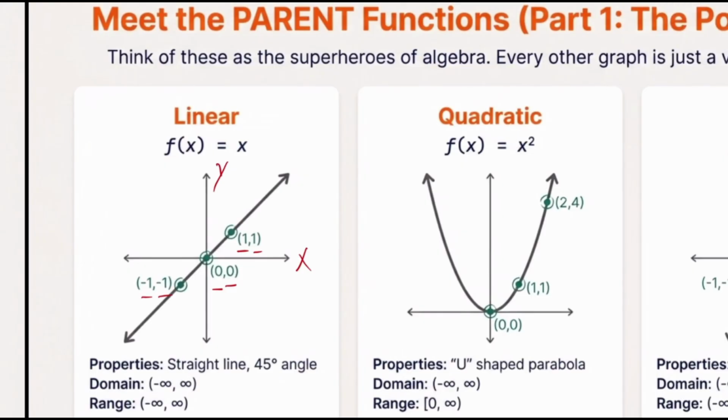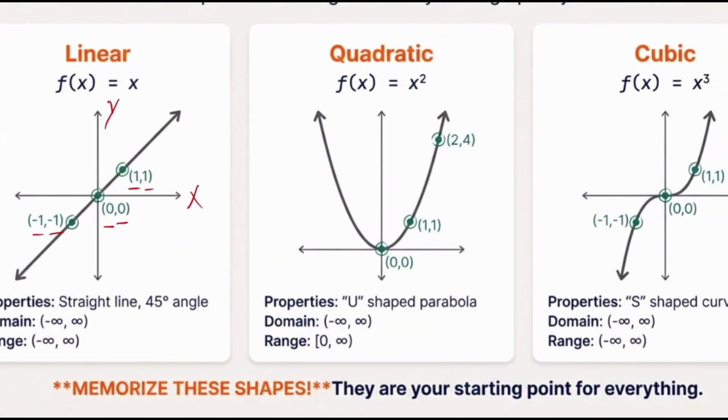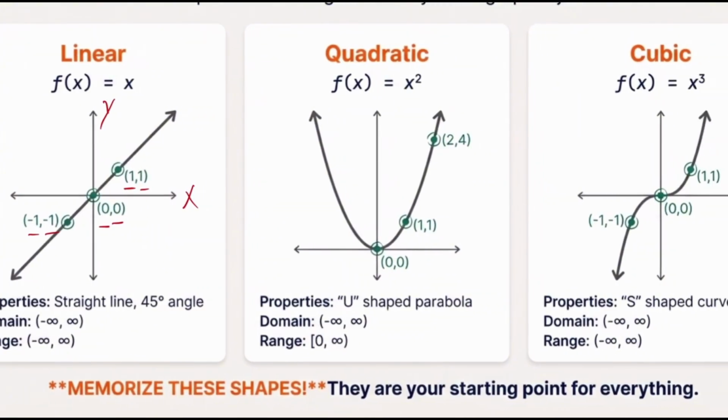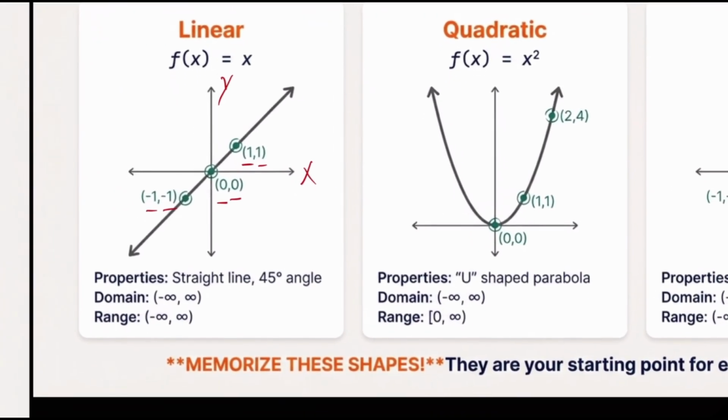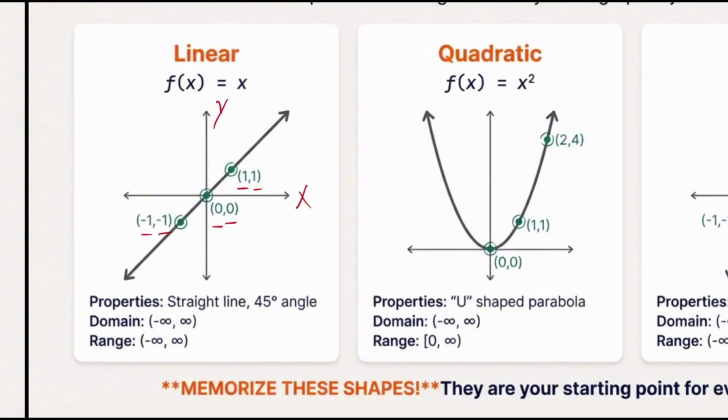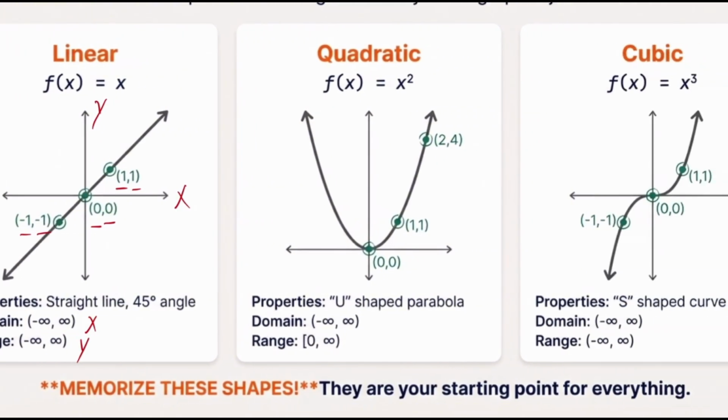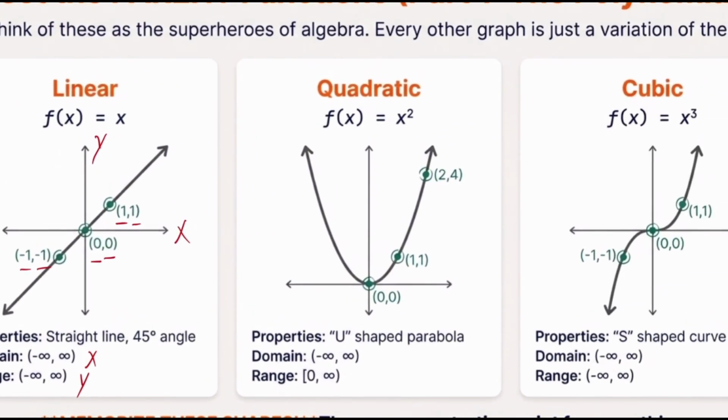So let's talk about the next one, which we call quadratic. I'm sorry, by the way, I have to fix this issue, because the domain means whatever number that I can put for my x value, and range means whatever number that I can get from the y value. So my mistake.